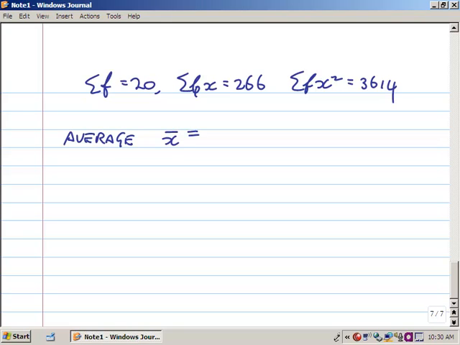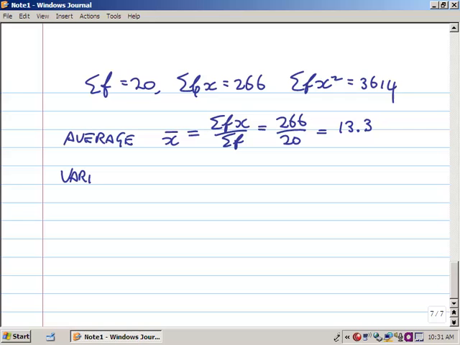So the average x bar is sigma fx divided by sigma f. Sigma fx 266 divided by sigma f 20, and that works out to be exactly 13.3, or 13.30 if you want to go to 4 significant places.